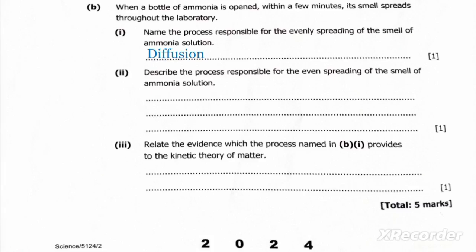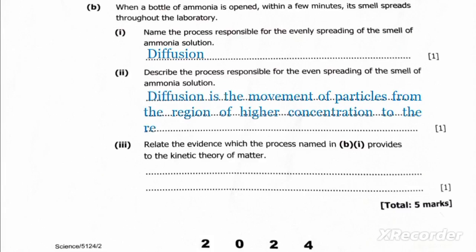What is diffusion? Diffusion is the movement of particles from the region of higher concentration to the region of lower concentration. Describe the process responsible for the even spread of the smell of ammonia solution. So the process is diffusion. We are done. Let us move to the next question.